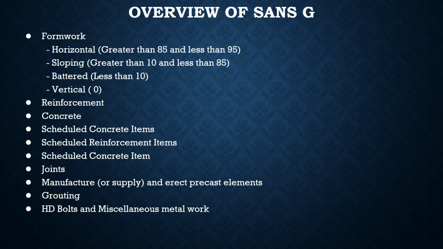Horizontal formwork is exceeding 85 degrees and not exceeding 95 degrees. Sloping formwork is exceeding 10 degrees and not exceeding 85 degrees. Battered is less than 10 degrees and vertical is 0 degrees. The next clause is reinforcement, which is 8.1.2. Reinforcement is measured in tons.